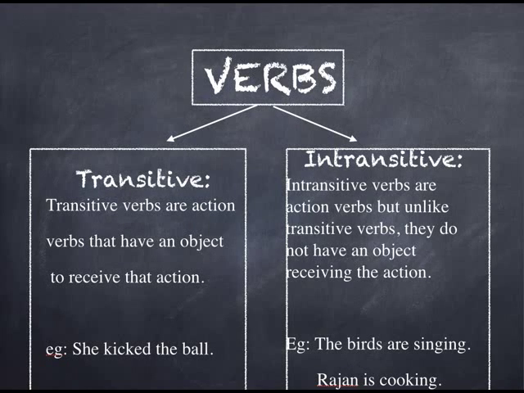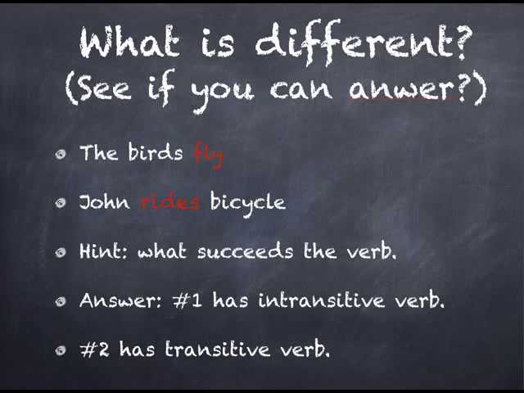So remember, if you have an object, the verb is transitive. If you don't have an object, the verb is intransitive. Let's see what are the answers to our quiz. Well, the difference is that the first sentence does not have an object after the verb. Hence, the verb is an intransitive verb. John rides bicycle. Rides is a verb, and John ki ride karda? Bicycle ride karda. We have an object, therefore rides is a transitive verb.